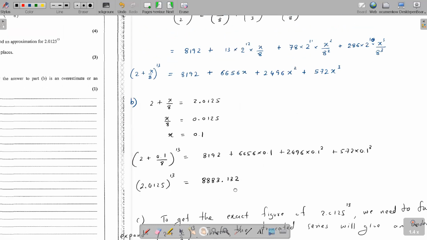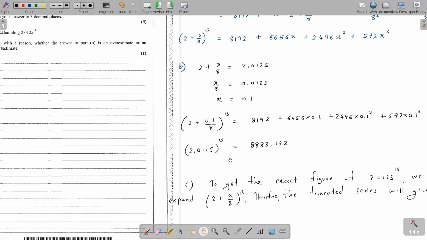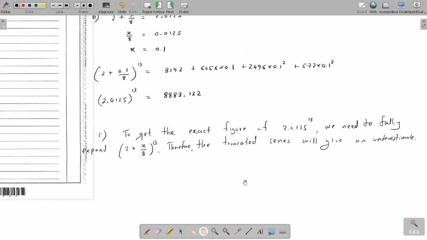So I hope that is clear. It's just one mark, but you need to give it with a reason. They ask you for a reason which you must provide, and you must say whether it's an overestimate or underestimate based on your reasoning. So the reasoning here is that to get the exact figure, we need to fully expand (2 + x/8) to the power 13. Therefore, the truncated series, because we have cut off the remaining part, will give an underestimate.